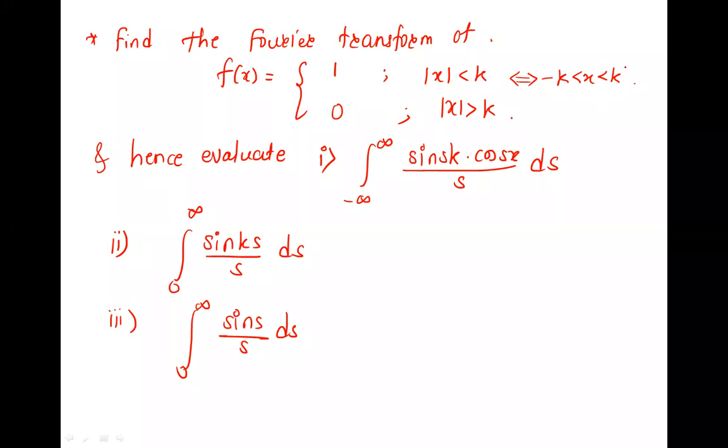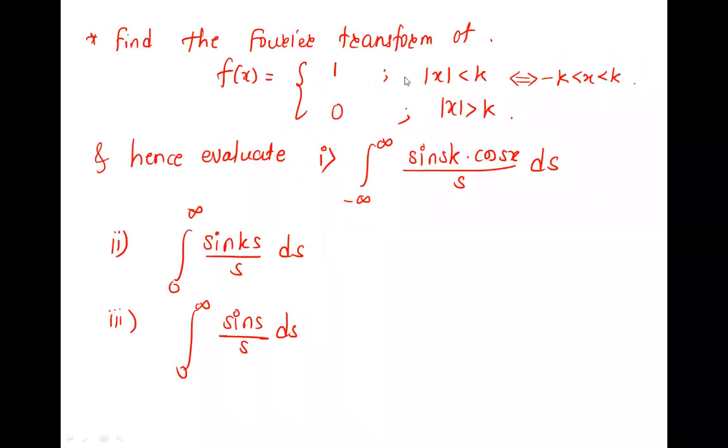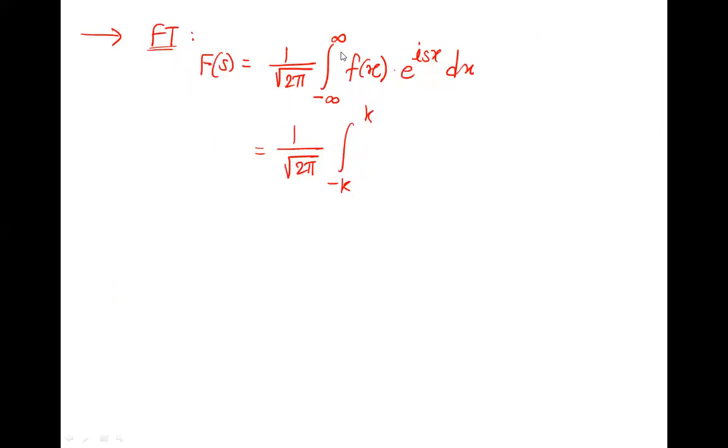So what is the value of the function and where is it? It becomes 1 upon root 2 pi. What is the integration limit? Minus k to k. And what is the function on minus k to k? 1. So 1 into e raised to isx dx. Now you will say, as it is minus k to k, you should check for even and odd. We always do that. But what about this? If we replace x by minus x, will it be like the function itself? No. E raised to isx, no.